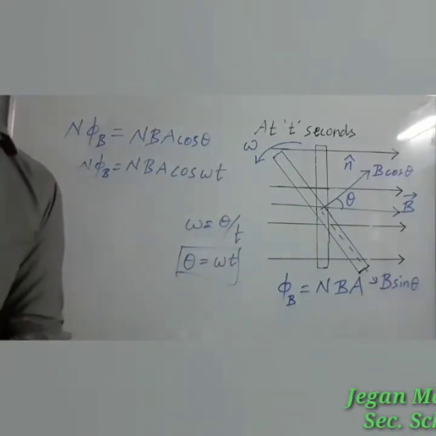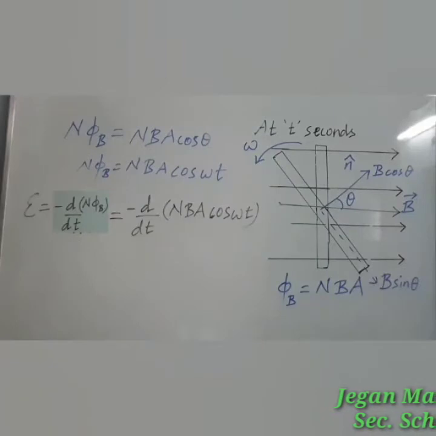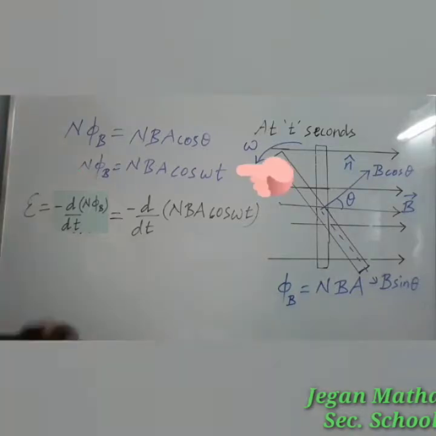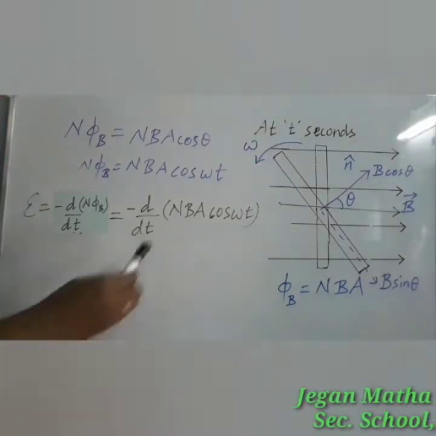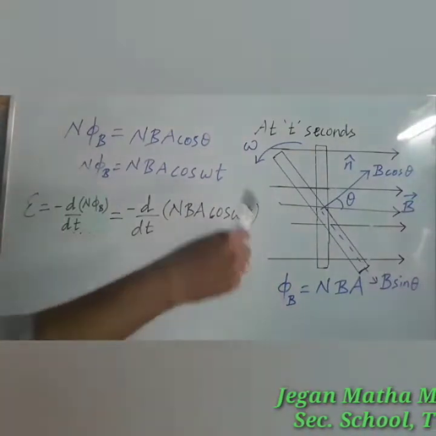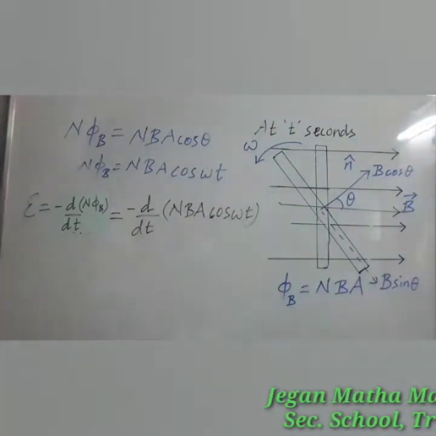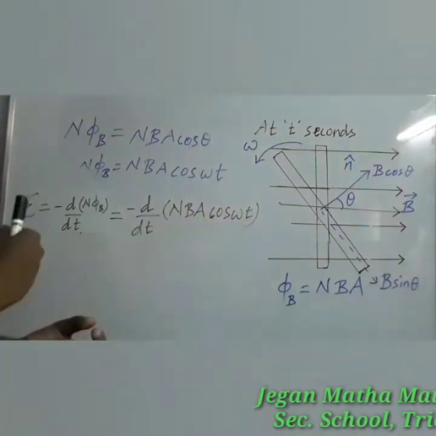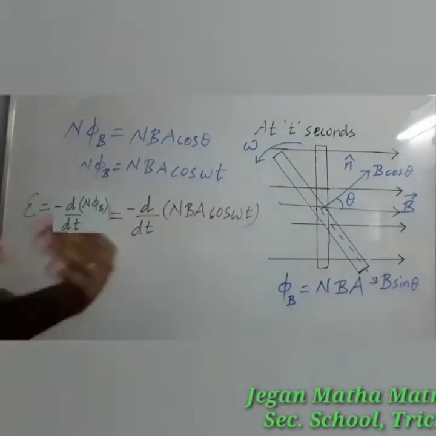According to Faraday's law, here I have written the equation of Faraday's law and I have applied the value of the flux linkage from the previous expression. So what are the constant values that can be taken outside? N, B, A are the constant values. Only the angle is going to change in this case. So N, B, A can be taken outside, and only cos omega t needs to be differentiated.